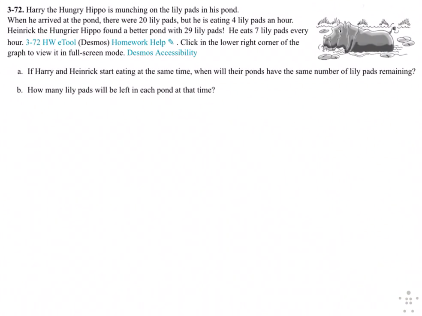Okay, for 72, they give two scenarios. First, Harry is in a pond that has 20 lily pads, and he eats 4 per hour. And then Heinrich is in a pond that has 29 lily pads, and he eats 7 every hour. And then the question says, when will both ponds have an equal number?